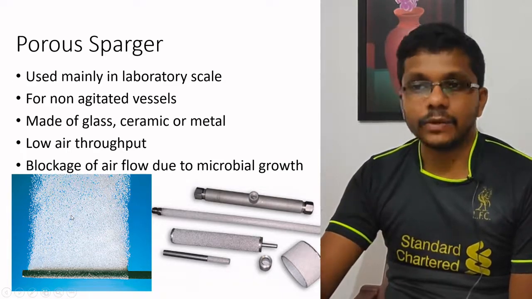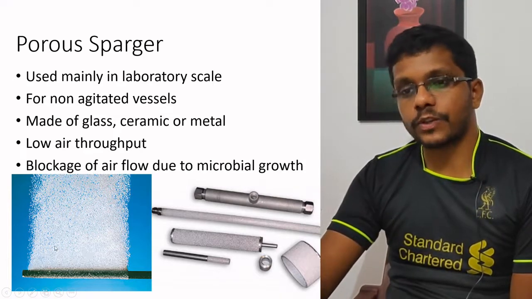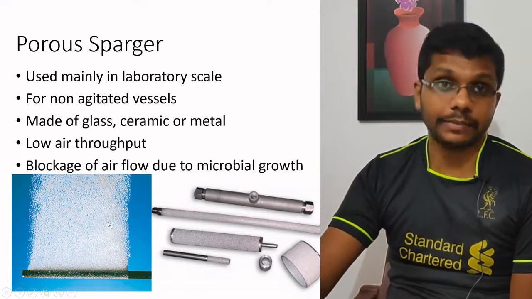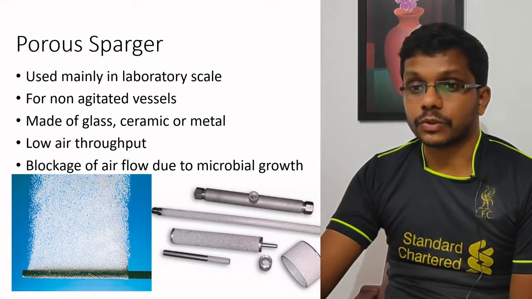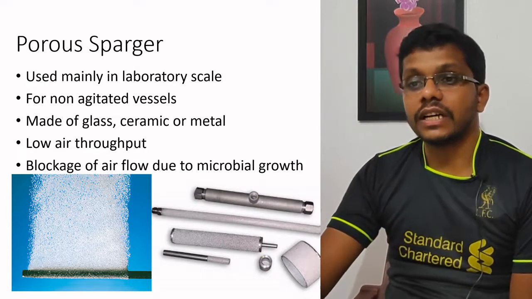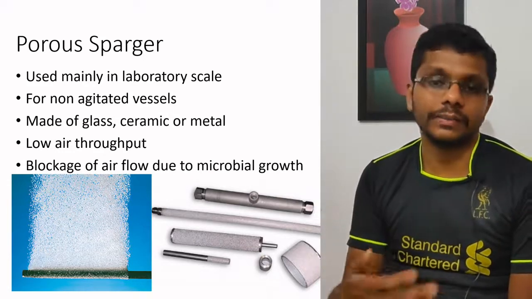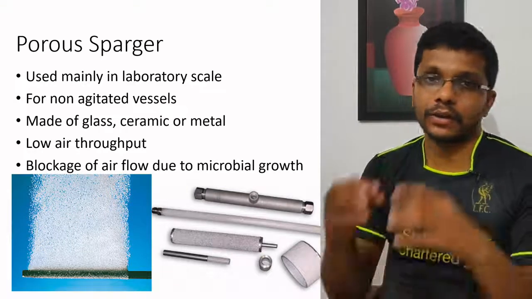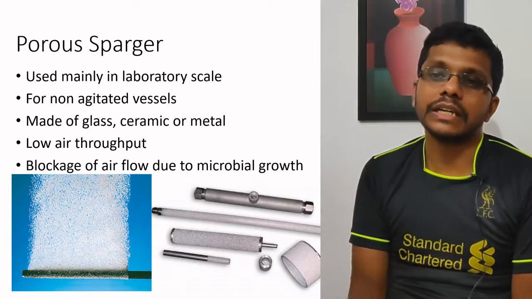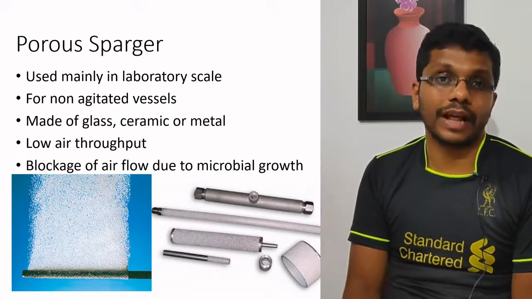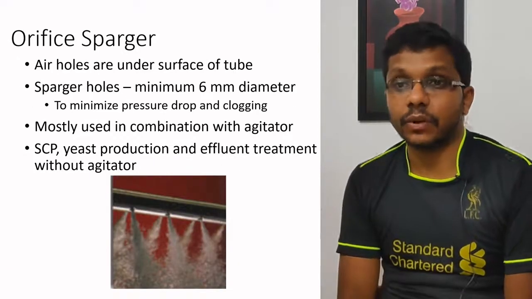They are mainly used in laboratory scale fermenters, and are used to produce a large number of air bubbles. They can be used in non-agitated vessels, and are made of glass, ceramic or metal. They have low air throughput, and in the long run they may get blocked due to microbial growth. Microorganisms may grow and block the air flow. So it is not a good sparger for large scale fermenters, but in small scale fermenters it's a good one.